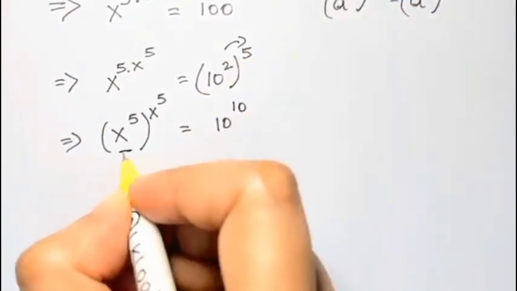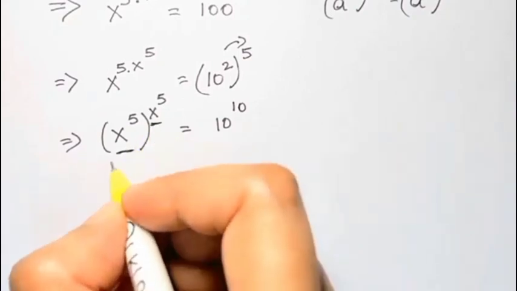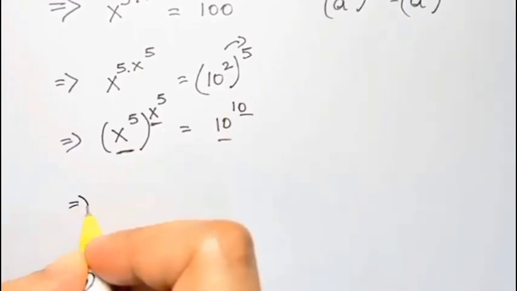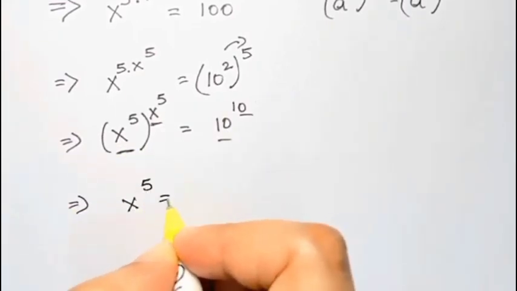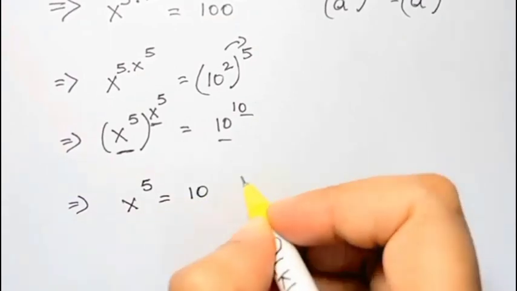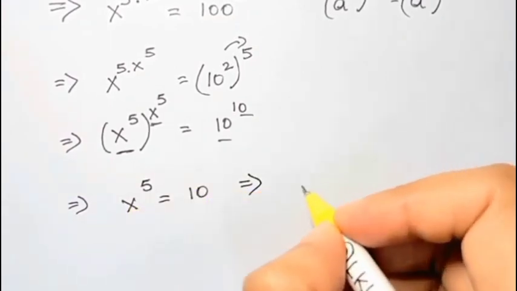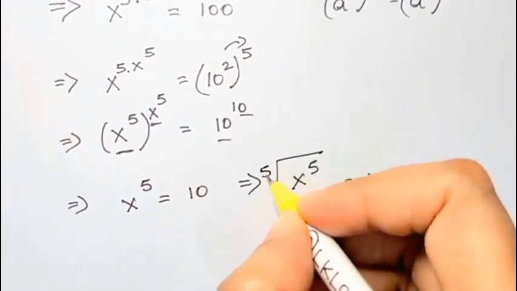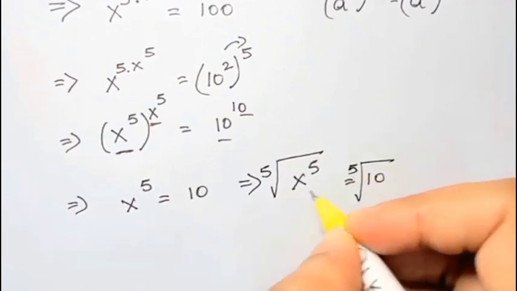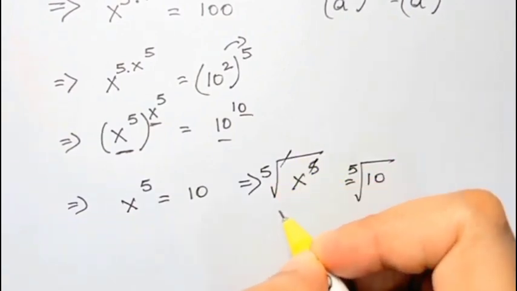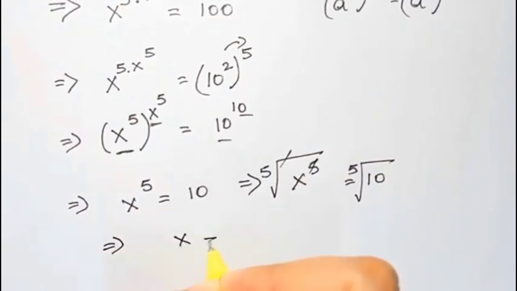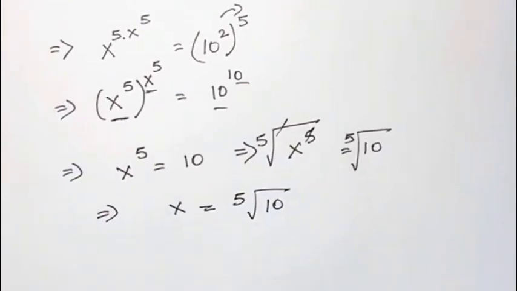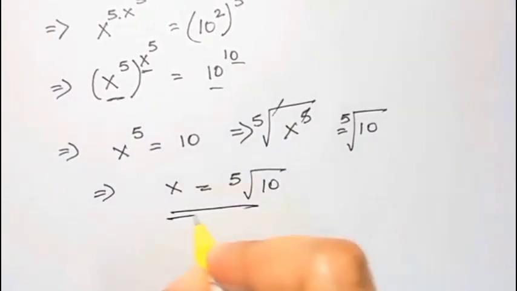Now if you see, you have base and exponent both the same, so you can equate them. So we have x to the power of 5 is equal to 10. Now almost you've got to the answer. Now take the fifth root on both sides, so that the fifth root and 5 get cancelled. So you're left with x is equal to the fifth root of 10. And that's it. That's your answer.